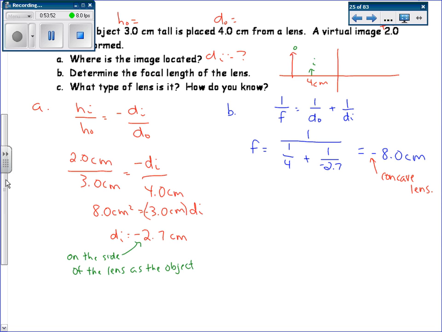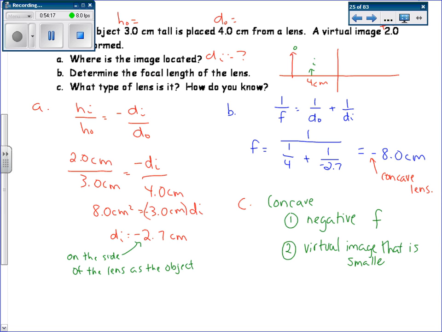So that's part C. And there's actually 2 ways that you can answer part C. It's concave, 1, because there's a negative focal length. So negative F. The other way you can tell it's concave is it's a virtual image that's smaller. And only a concave lens will give you a virtual image that's smaller. Convex lens, if it gives you a virtual image, it will be bigger.